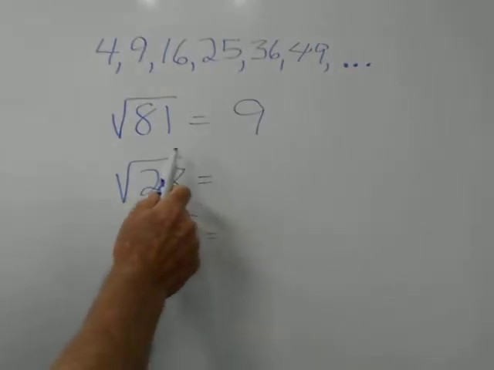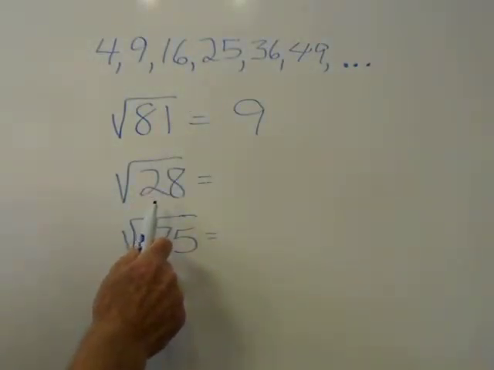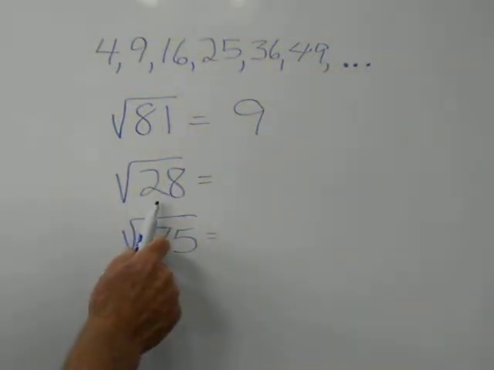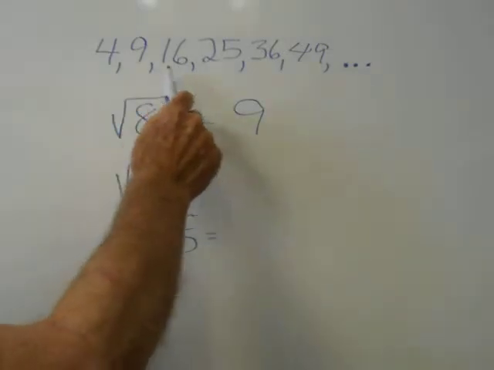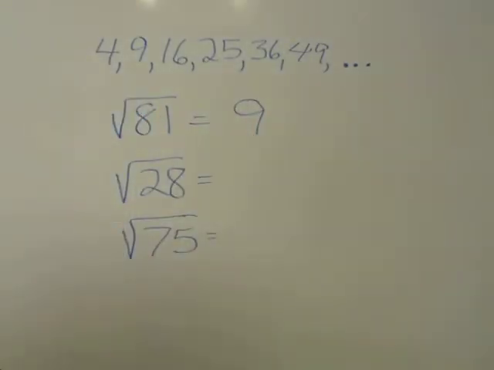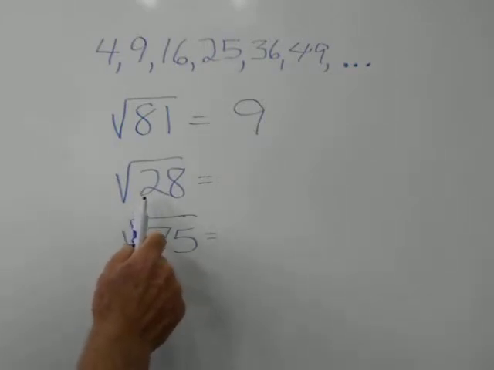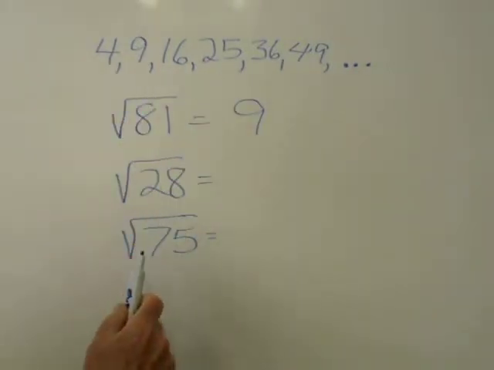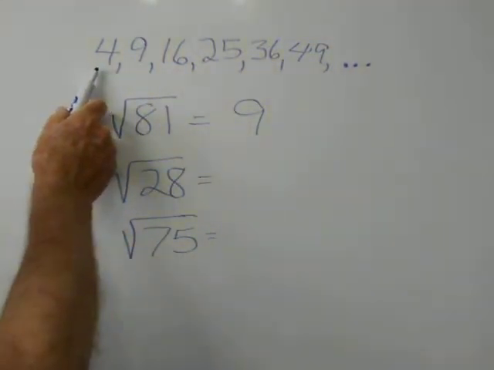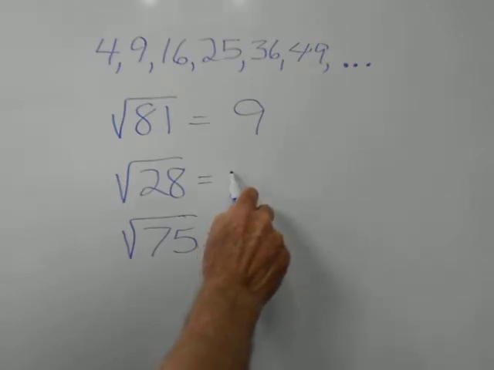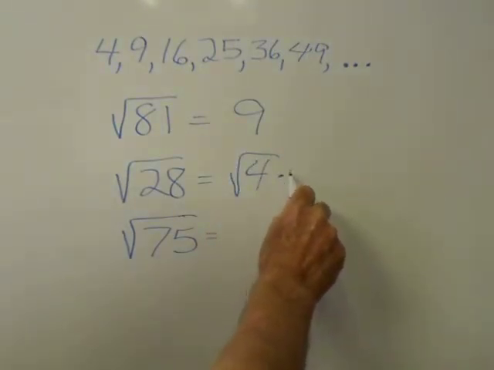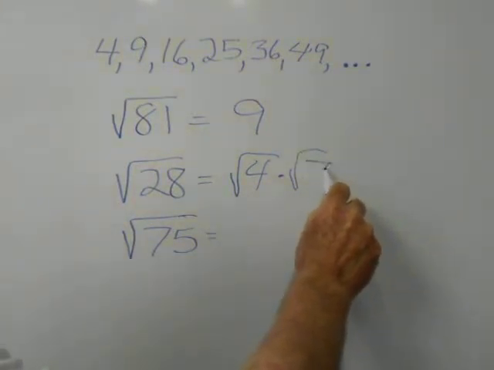But when we get to something like square root of 28, I say what number times itself will give me 28. 28 would never be in that list. But here's what we do. We say, well, is there any factor of 28 that is in the list? And right away we say, sure, that's 4. So we write this as square root of 4 times the square root of 7.